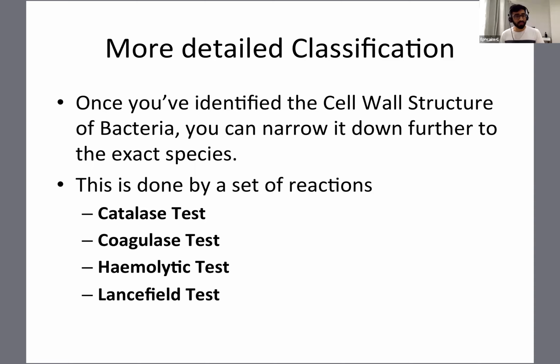There are several other types of tests you can do, which are very complicated, so I'm not going to go over them at this level, but eventually you will learn about them. So there's 4 tests: the catalase, coagulase, hemolytic, and Lancefield test. We'll then pinpoint which species of bacteria you're dealing with. And that means you can fully identify what the person's symptoms are going to be, and also what antibiotics and treatment you can give them.